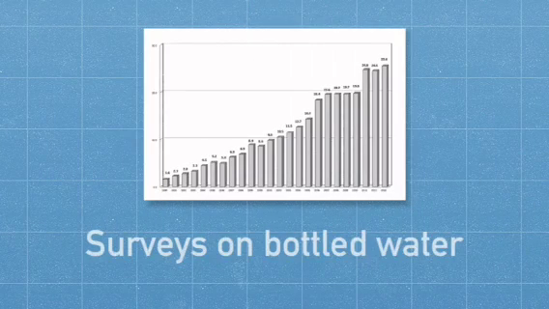Surveys on bottled water. The NRDC conducted a survey on bottled water and found out that 40% of bottled water comes from taps. Many companies that claim their water to be mineral or spring are lying, and their water is actually just tap water put into a plastic bottle. The amount of bottled water consumed each year is greatly increasing yearly, as you can see in the chart on the screen.